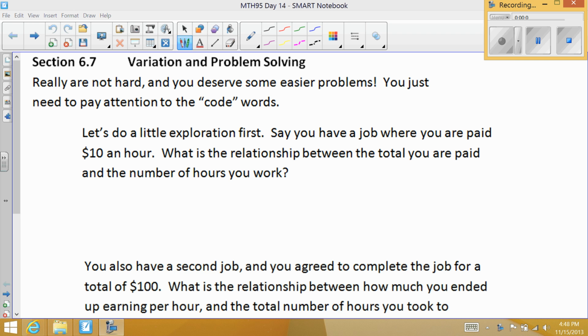So variation. These are a little bit different type of problems, and they are word problems, but I don't think you're going to find them to be too bad. There are certain code words you have to pay attention to.